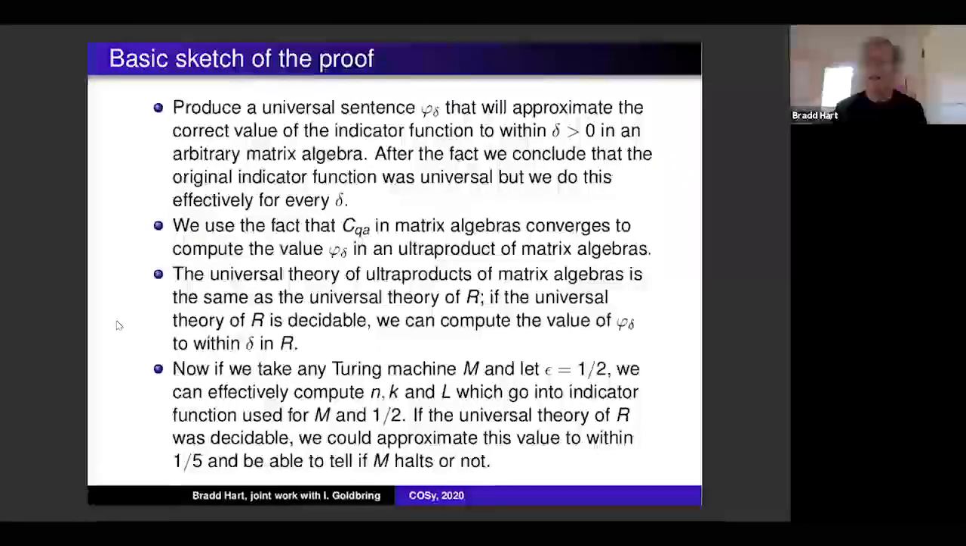And it's going to come back with a number that's either close to 1 or close to a half. And I've asked it to give me the number to within a fifth, so there's going to be no overlap. So I'll be able to tell if M halts or not, right? Which is bad. So the universal theory of R is undecidable. Okay, I think I've gone a little over time, so I apologize, and I'll stop here. Thank you.